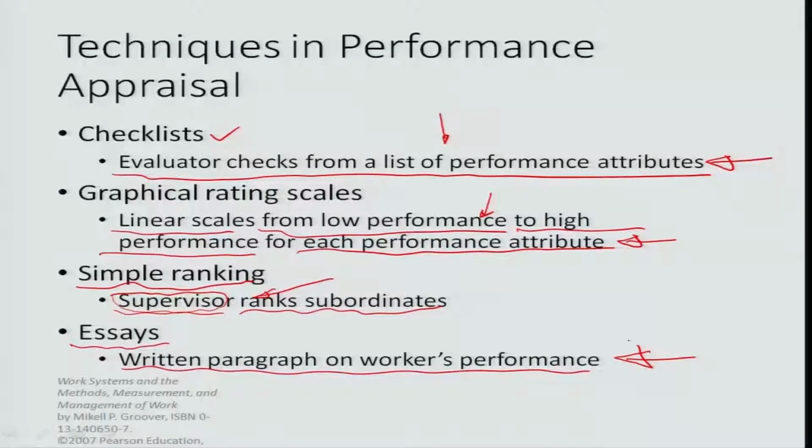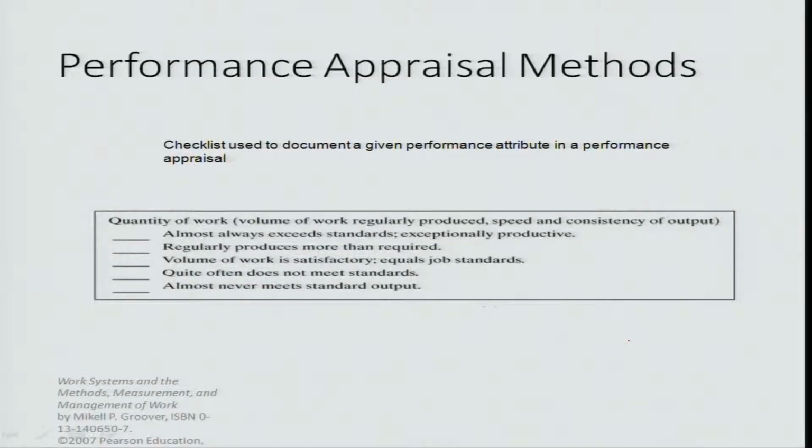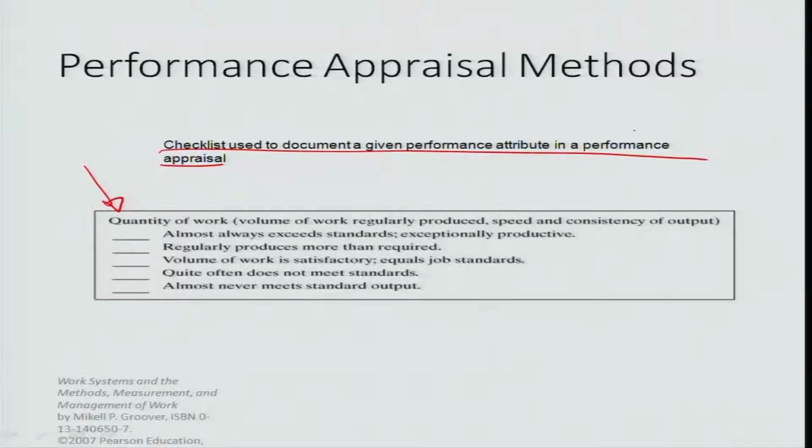Let us look at some excerpts from different appraisal methods. Let us look, for example, at the checklists I was talking about. So, checklists are used to document a given performance attribute in a performance appraisal system. This is one such checklist, particularly for one performance parameter, which is the quantity of work. So, quantity of work is graded in terms of the volume of work regularly produced, the speed at which the work is done, and the consistency of the output.